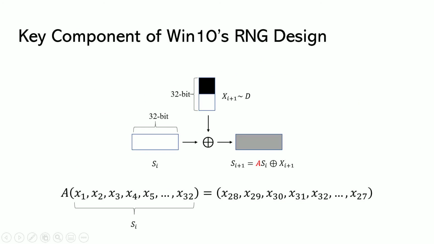In practice, Windows 10 used online linear extractors as a key component of its random number generation infrastructure. For the 32-bit CPU, the state S is 32 bits long, and A is a rotation by phi. A, as a rotation, will cyclically rotate a bit string by a constant. This is one of our motivations to study online linear extractors.